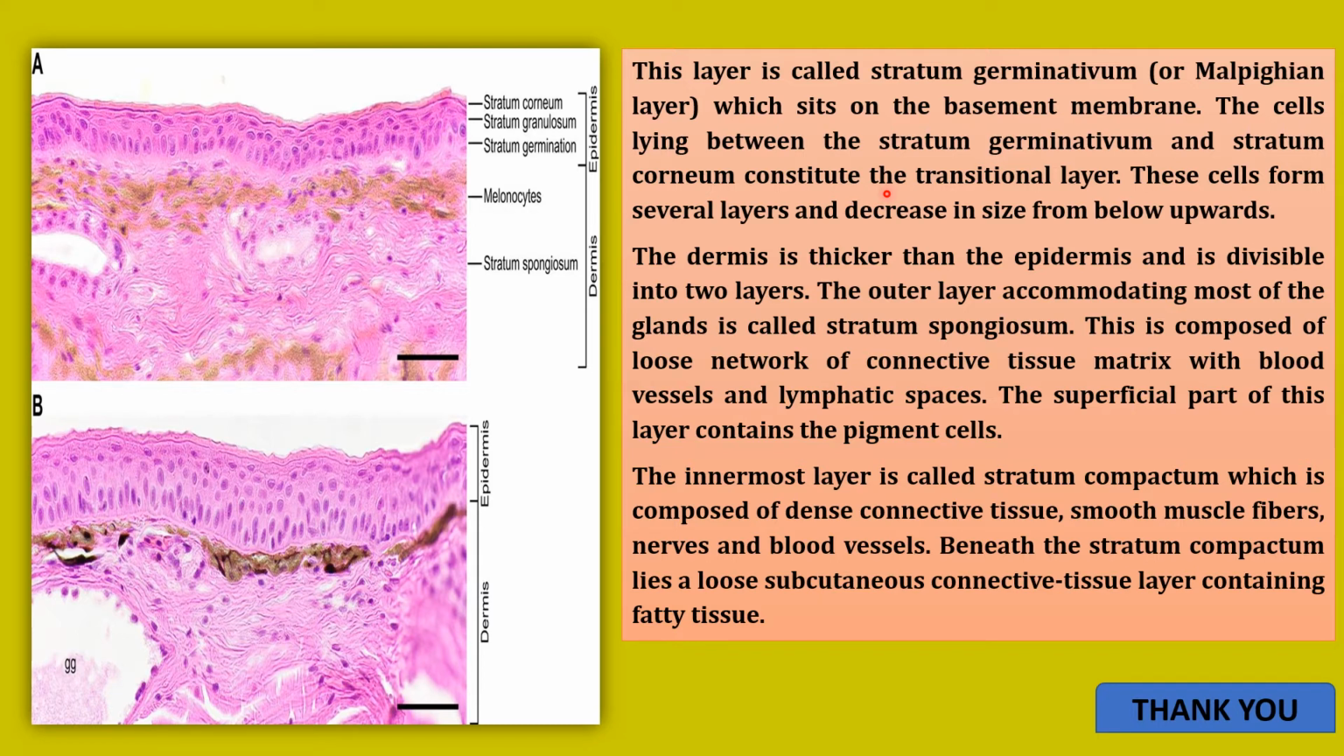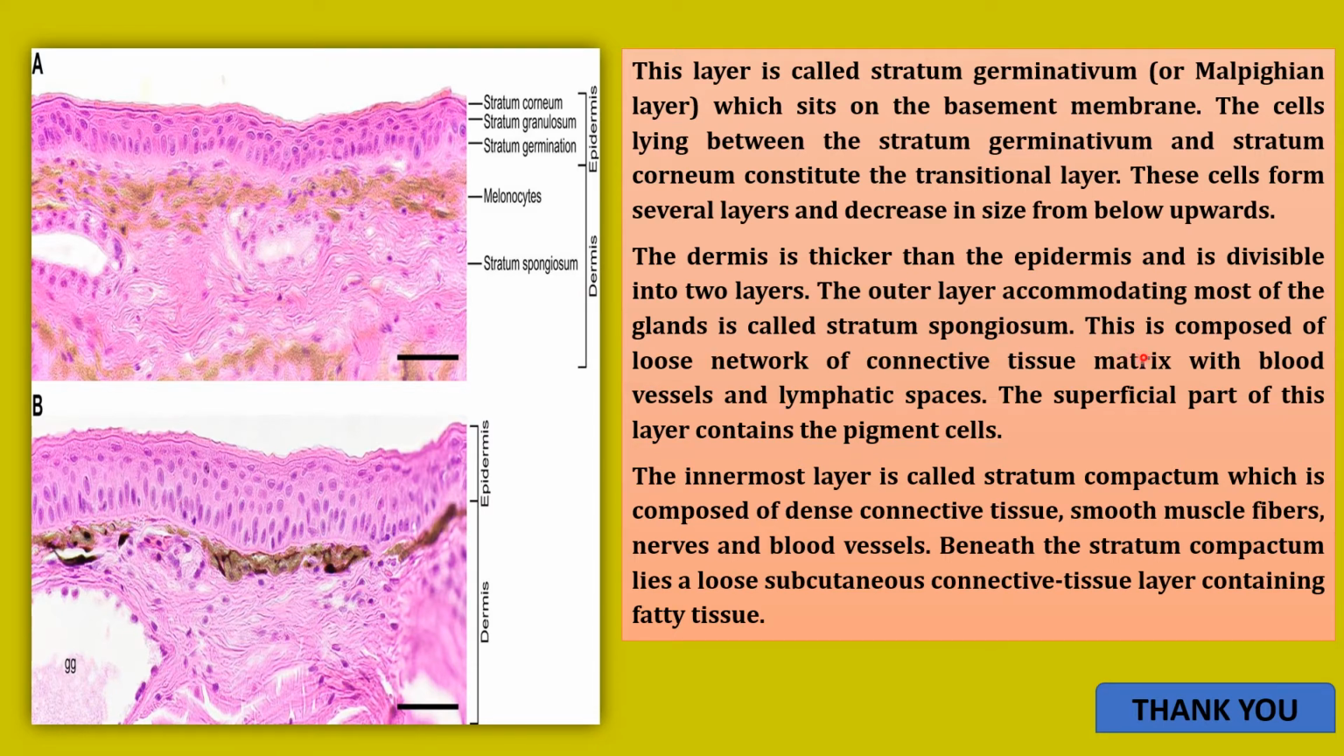Now the next one is dermis. The dermis is thicker than the epidermis and is divisible into two layers. See, this is dermis. This is more thick than epidermis, and it consists of two layers. The outer layer accommodating most of the glands is called stratum spongiosum. See, one thing has been written in the diagram, that is melanocytes. Melanocytes is not any layer. Melanocytes are cells. So forget about that and come here, that is stratum spongiosum.